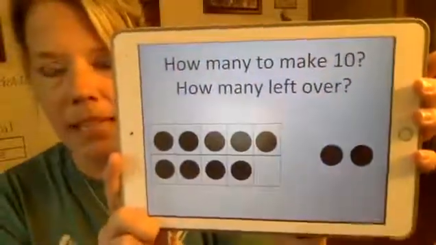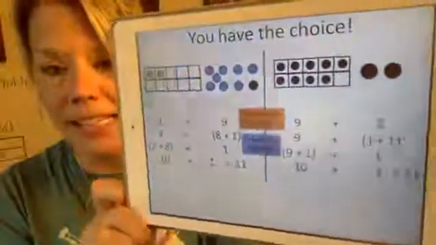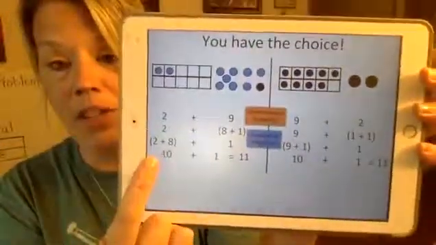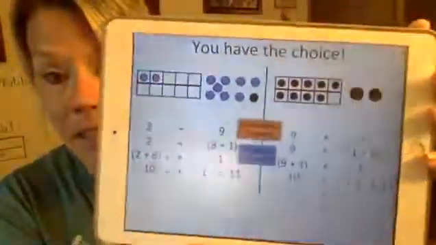How many to make 10? 1 to make 10 and 1 left over. So again, you can look at it different ways. This is the way we just looked at it, and this is a different way you can look at it. Keeping in mind commutative and associative properties. And Miss Street knows that is very, very hard, and I will do my best to make more.